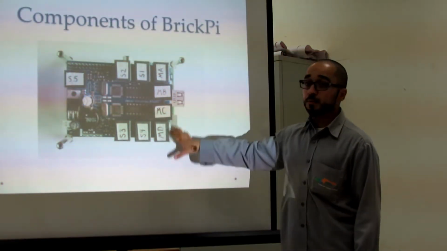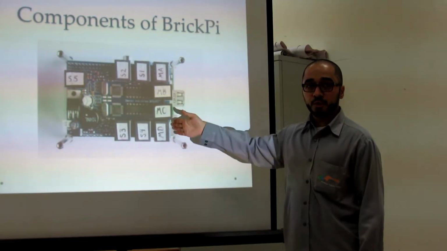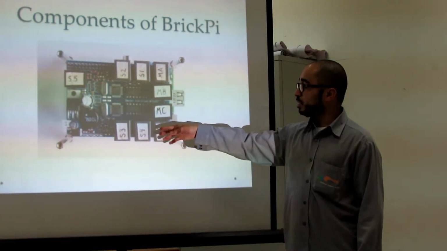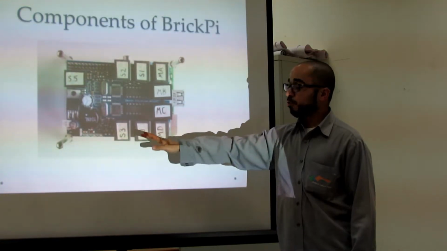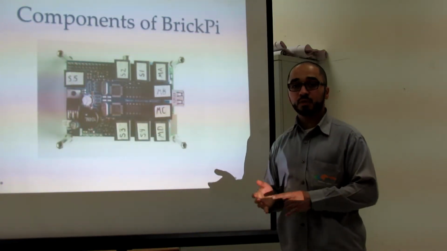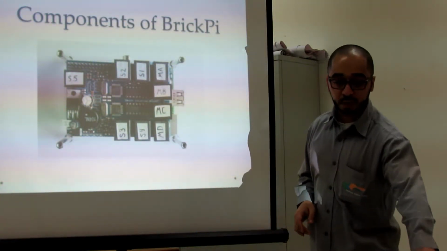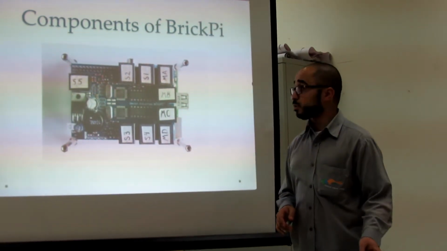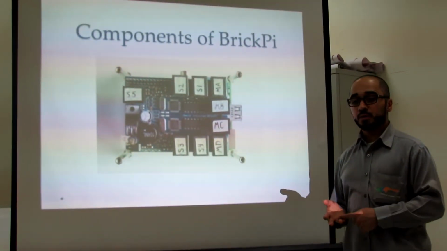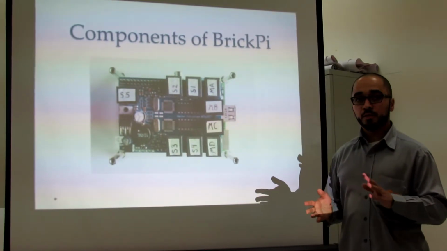BrickPi contains 9 ports, 4 of them for motors and 5 of them for sensors. We have a lot of sensors, but I use just one sensor here, the ultrasonic sensor. We also have a light sensor and many other kinds of sensors.